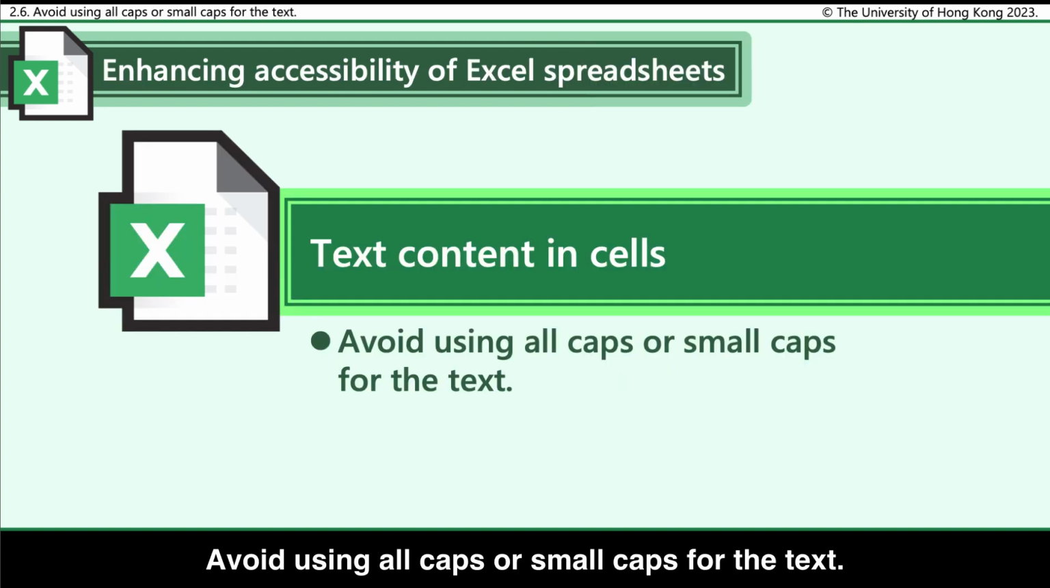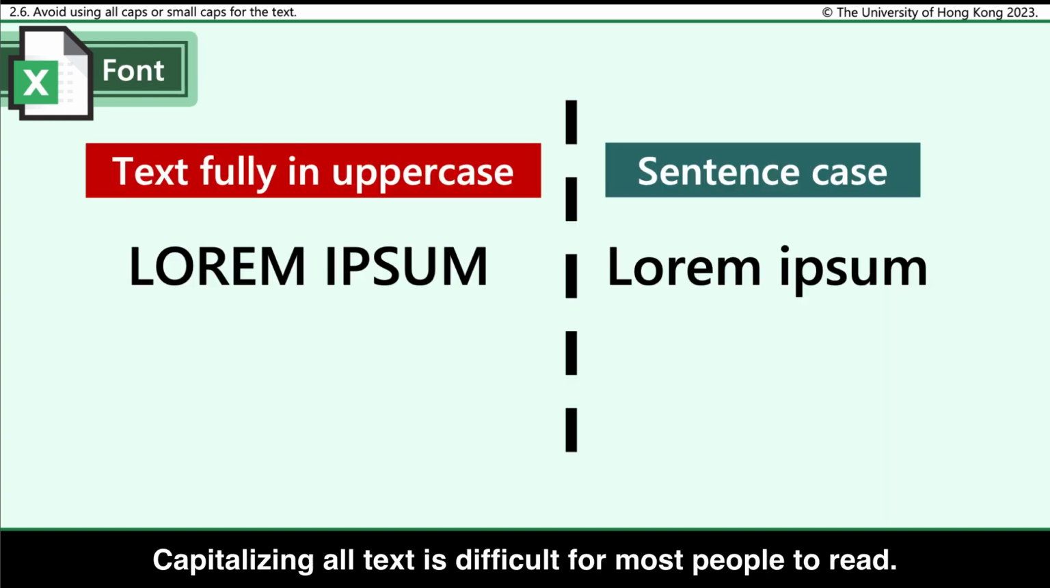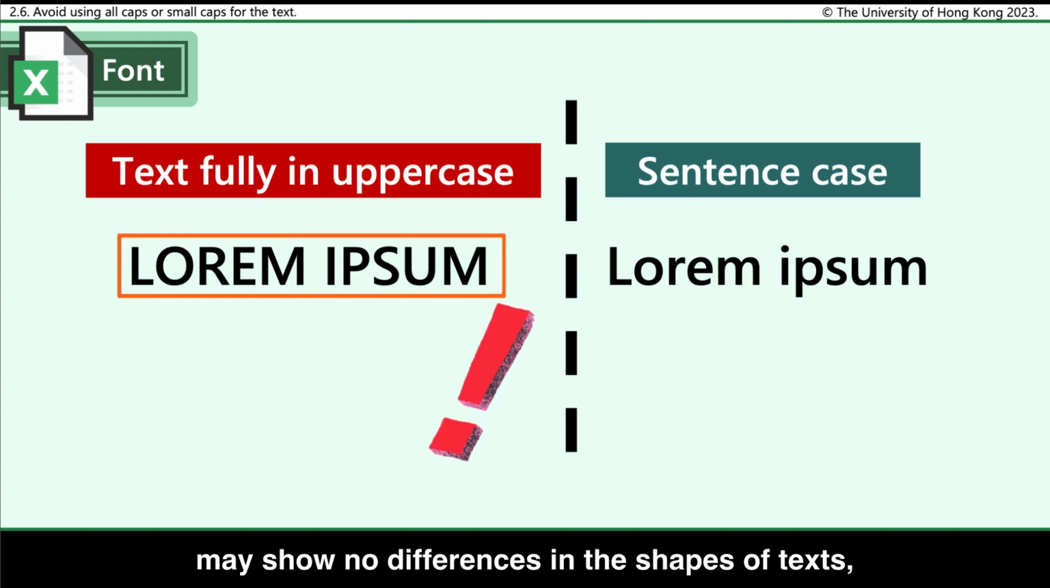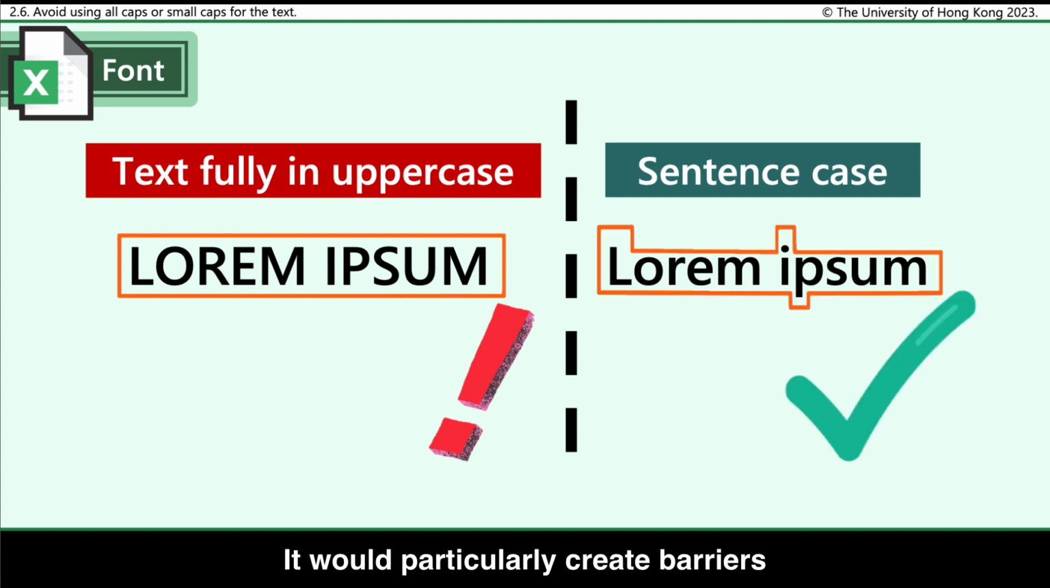Avoid using all caps or small caps for the text. Capitalizing all text is difficult for most people to read. Text with all caps or small caps may show no differences in the shapes of texts, and all the texts may visually appear like a single rectangle. It would particularly create barriers to some people with visual impairment and some people with reading disabilities.